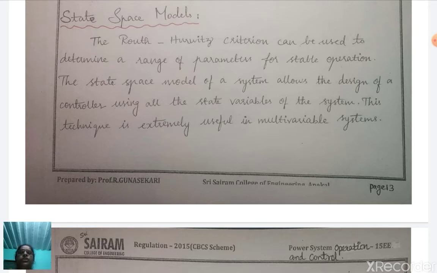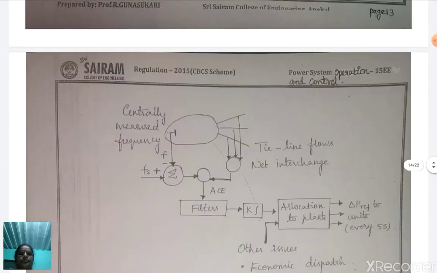The Routh criterion can be used to determine a range of parameters for stable operation. The state space model of a system allows the design of a controller using all the state variables of the system. This technique is extremely useful in multivariable systems.